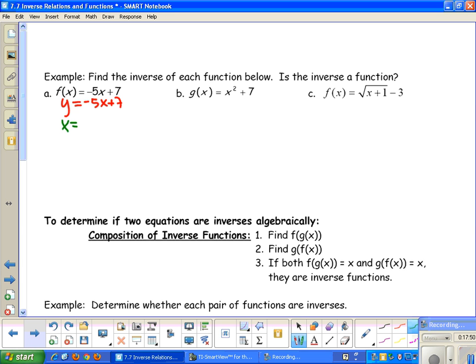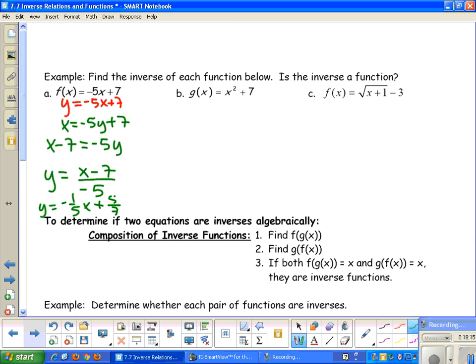So this would be x equals negative 5y plus 7. Take the 7 to the other side. So x minus 7 equals negative 5y. Divide both sides by negative 5, and I get y equals x minus 7 over negative 5. And remember, we can rewrite this as y equals negative 1/5 x plus 7 over 5. All I did was separate the fractions. Either way is fine. So this would be my inverse.